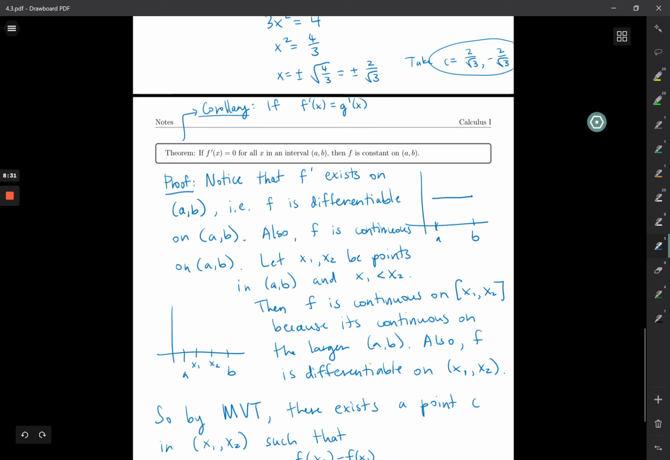This says that if you have two functions and you know that their derivatives are equal everywhere, then f of x and g of x differ by a constant. It's not immediately obvious that this would be a corollary, so you do have to do some justification of this, but it's not too difficult, and we'll talk about it.